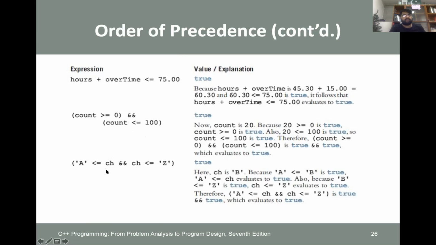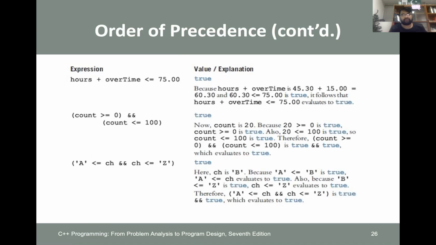A is less than or equal to ch, and ch is less than or equal to z. The character is equal to b. So since the value of ch here is b, and A is less than or equal to b, this is true. And if we look at the second part, b is actually less than or equal to z. So this is also true. Hence the overall expression will evaluate to true.